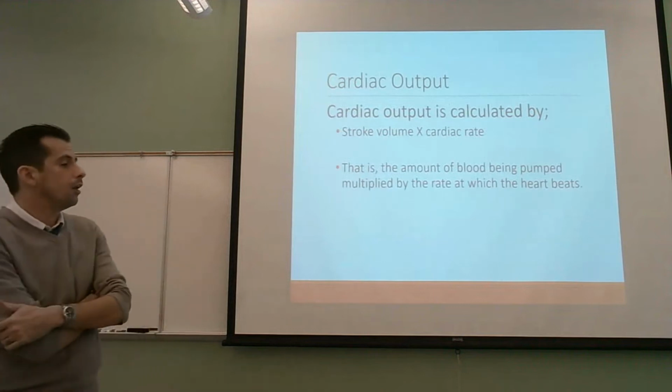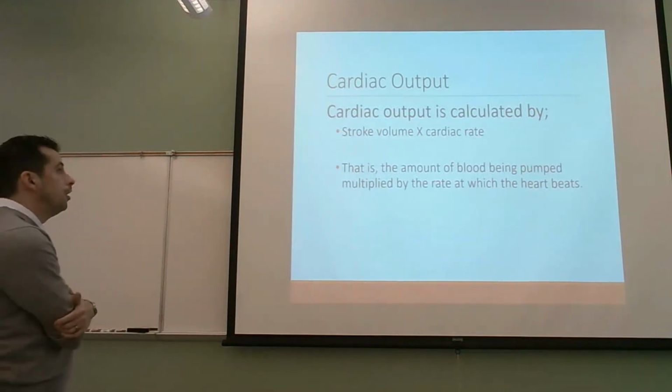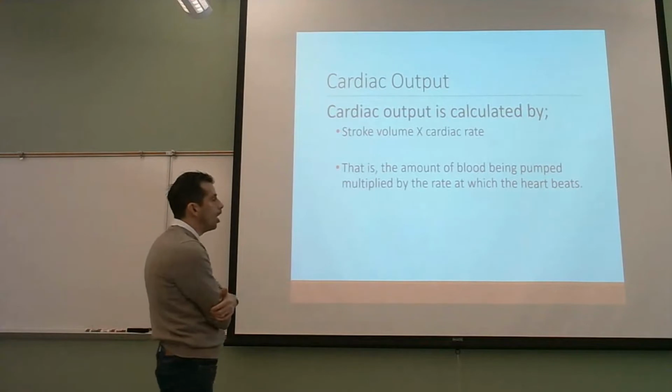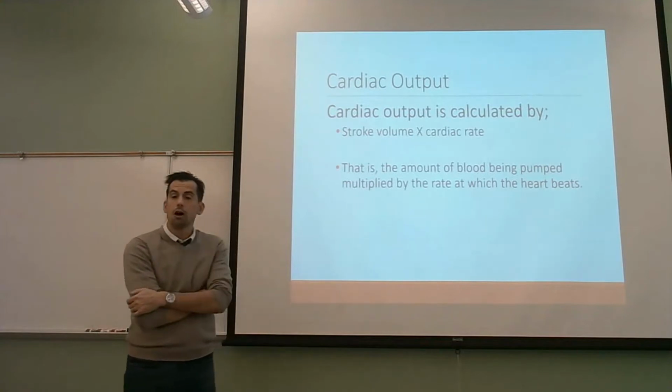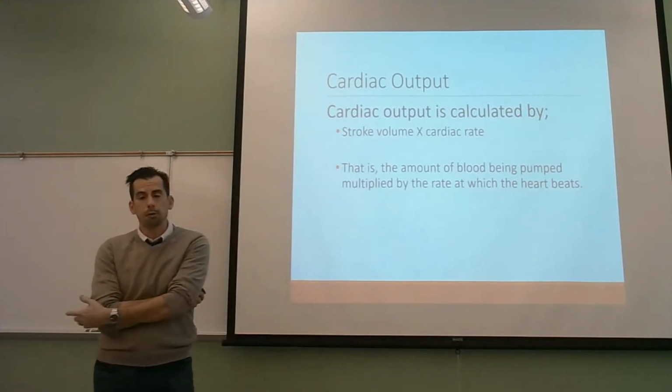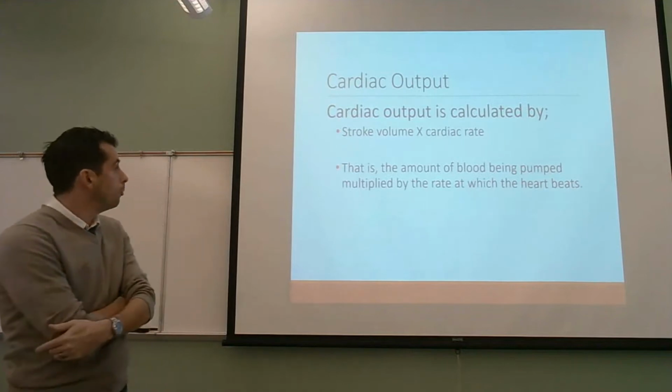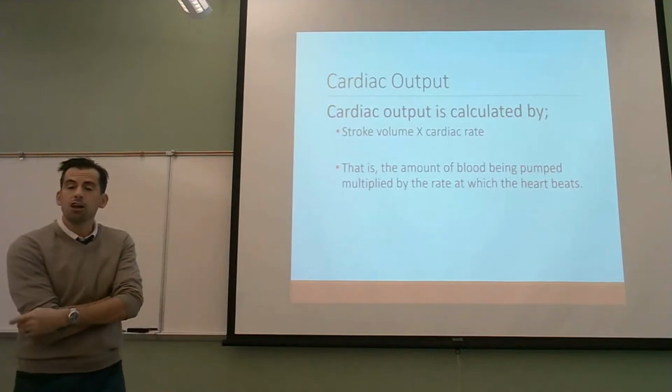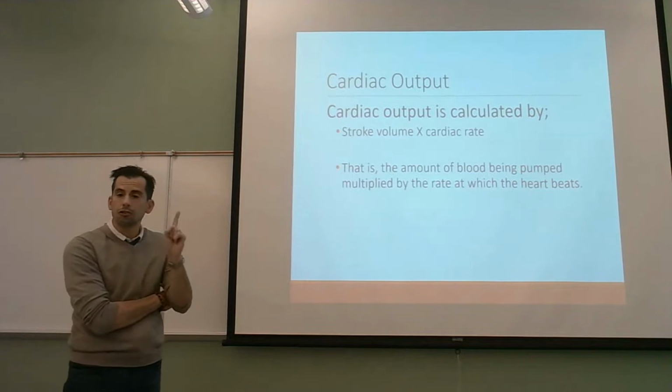Cardiac output, if we want to break it down into the simplest definition that we have, is the product of stroke volume times cardiac rate. Cardiac rate being heart rate, number of beats per minute. Stroke volume is a new term for us. It's the amount of blood that leaves the heart with a single beat.